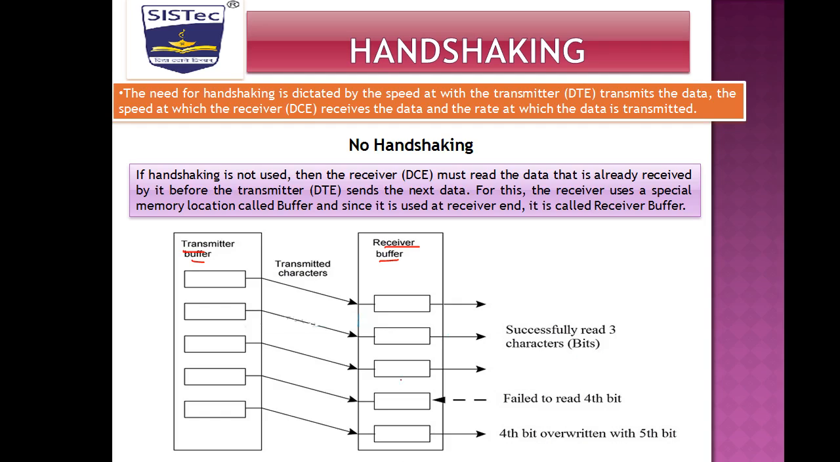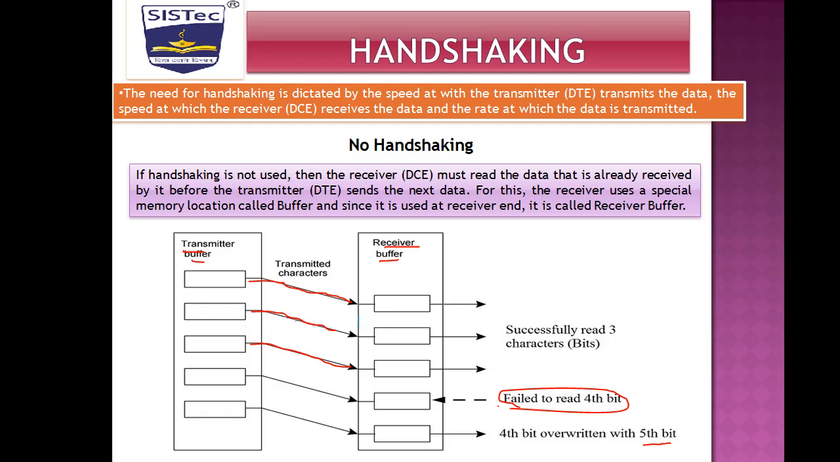Actually, here in this diagram, the transmitter sends one bit to the receiver, then the second bit and the third bit. Suppose we have 4 bits in our data, but if they are not synchronized in terms of timing, then the fourth bit is not recognized or read by the receiver, and it is overwritten by the next bit, or we can say the fifth bit, which is coming from the transmitter. So we lost our fourth bit. This is the problem when handshaking is not used.